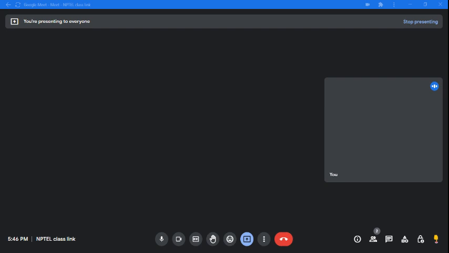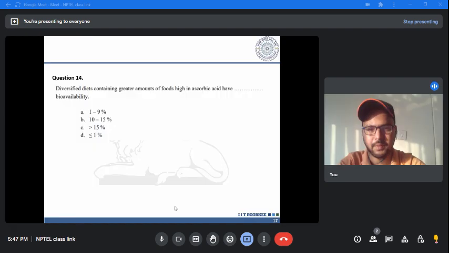Okay, question 14: diversified diets containing a greater amount of food high in ascorbic acid have a bioavailability of, fill in the blank. So you need to answer what percent. A is 1 to 9%, B is 10 to 15%, C is higher than 15%, and D is lower than or equal to 1%. Please write your answers in the comment box.